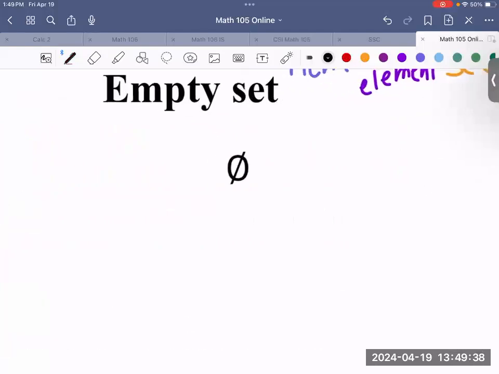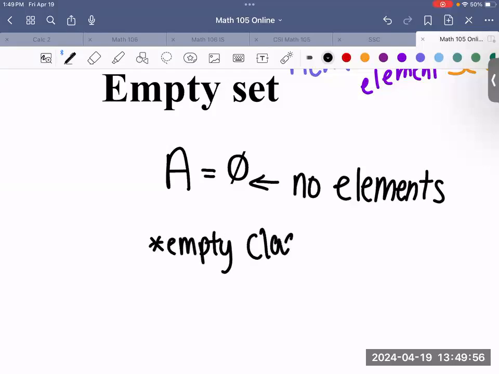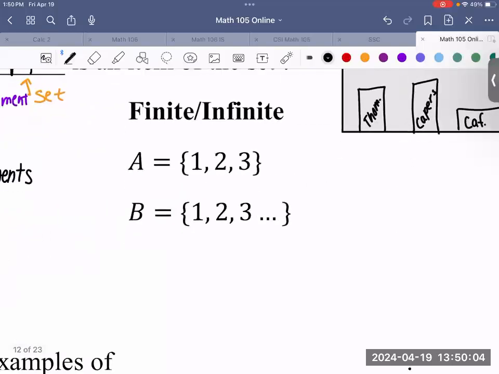Now, an empty set, you could say A is empty, right? It contains no elements. That symbol means no elements. For us, think about maybe an empty classroom. Or maybe a torn down building, right? Things like that. Now you can also have finite and infinite sets. Finite just means it terminates, it finishes after that bracket, whereas this ... means it's going to continue without bound.